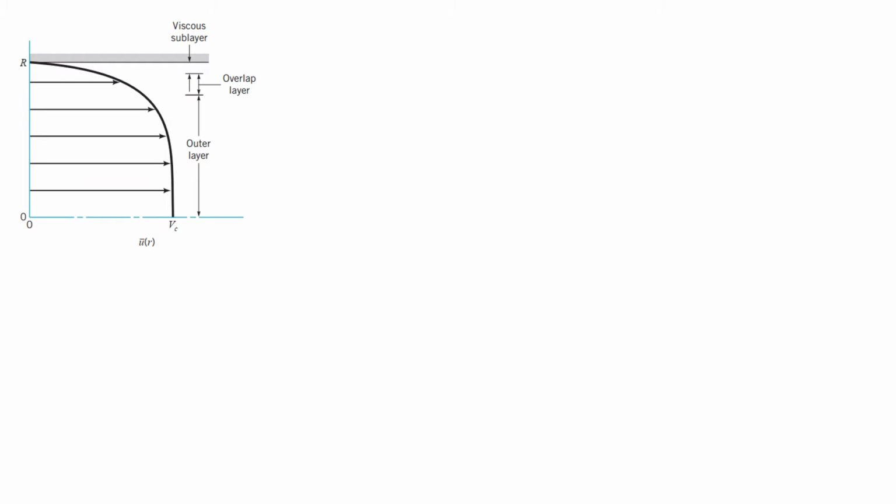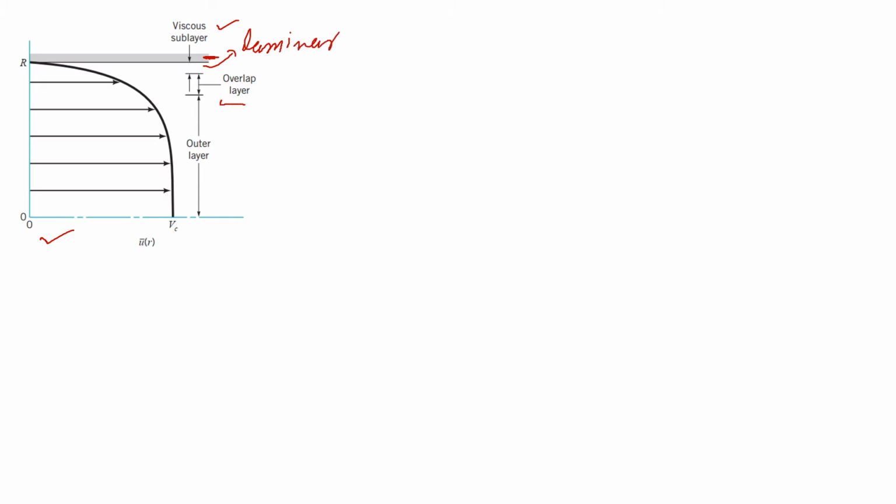Before discussing the Prandtl equation, what he actually did was divide the velocity profile. This is the turbulent velocity profile you are already familiar with. He divided this turbulent velocity profile into three layers. One is the viscous sublayer that is near the pipe. This is the pipe, and this viscous sublayer is near the pipe. He assumed that in this layer the flow will be laminar.